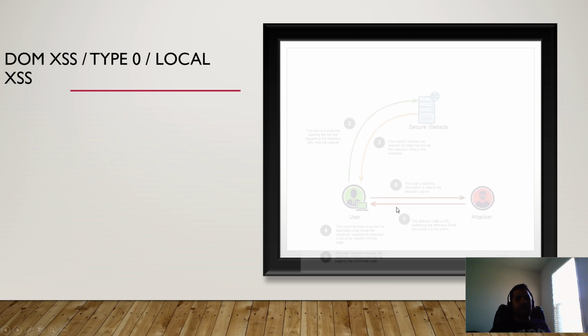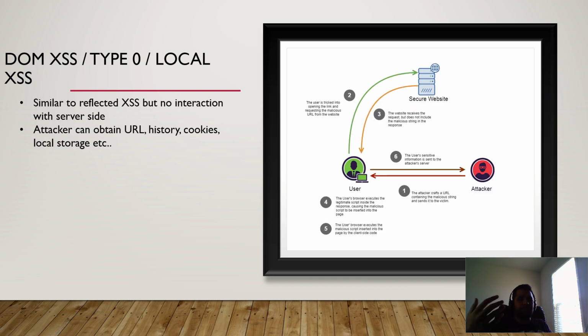Now let's see what an attacker can gain after exploiting all these things. The attacker could obtain URLs, history, cookie information, and local storage. I've also seen many software developers tend to save a lot of sensitive information in the browser local storage, which is not a good practice and should be avoided, because if you happen to have a DOM XSS, somebody could steal all this information.